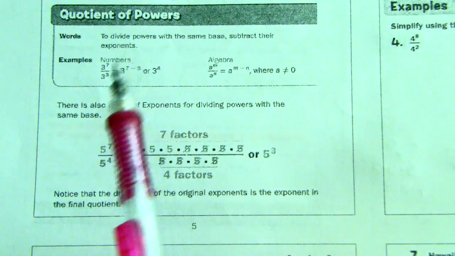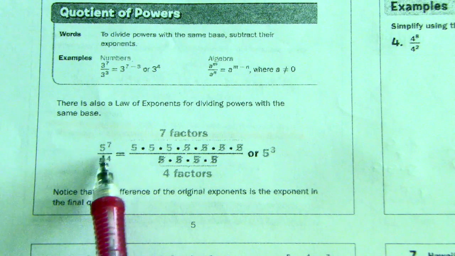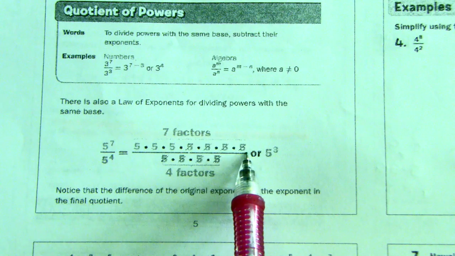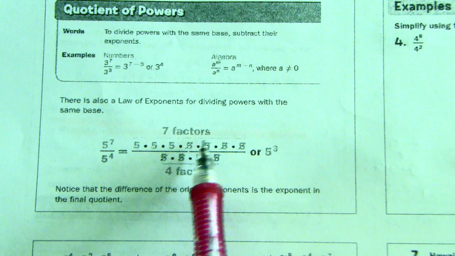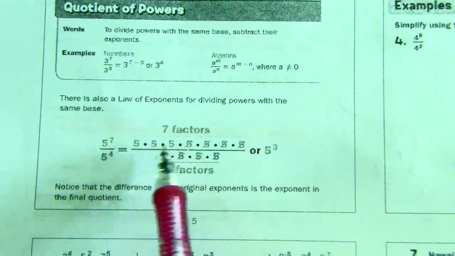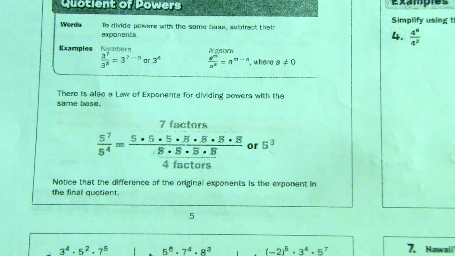Shortcut is to subtract their exponents. And I'll show you that here. It says the expanded form. This is why it works. 5 to the 7, there's 7 5s. 5 to the fourth, 4 of them. Well, whatever is on the top and that's in the bottom simplifies to 1. The only thing we're left with is 3 5s, 5 to the third, which is the same as 7 minus 4. So that's kind of cool.